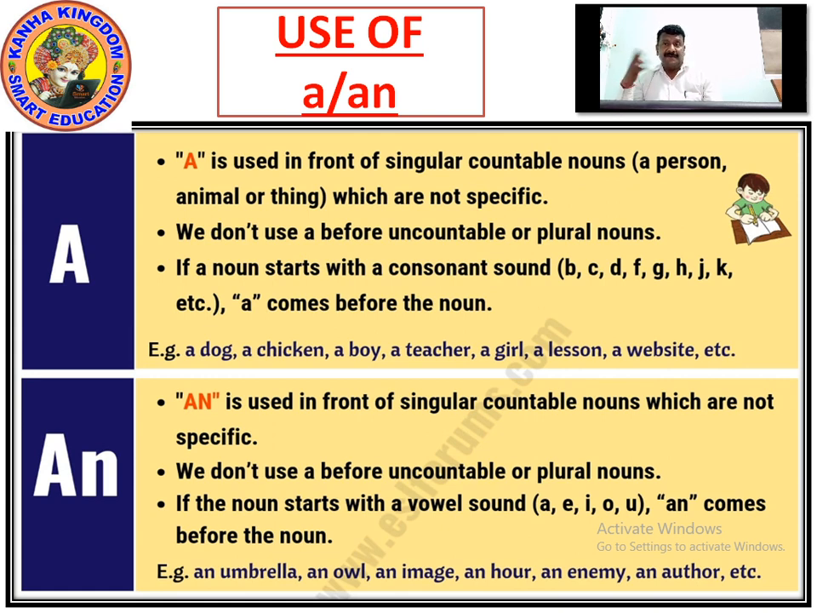A and an. Where is A used? A is used in front of a singular countable noun, a person, animal or thing. We don't use it before uncountable or plural nouns. If a noun starts with a consonant, B, C, D, F, G, H, J, leaving all the vowels, A comes before the noun. An is used in front of singular countable nouns which are not specific. We don't use A before uncountable or plural nouns. If the noun starts with a vowel sound, A, E, I, O, U, an comes before the noun. An umbrella, an owl, an image, an enemy, an author. So now you have got the use of A and An. Now let's go to the next page.